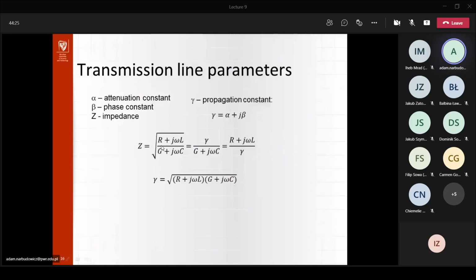So this will be basically the square root of the ratio of R plus j omega L, where of course omega is the frequency, or 2 pi times the frequency of the signal, divided by G plus j omega C, where C is the capacitance of your cable. This is something I hope you should be familiar with. We can also define the propagation constant, which is defined as A plus jB.